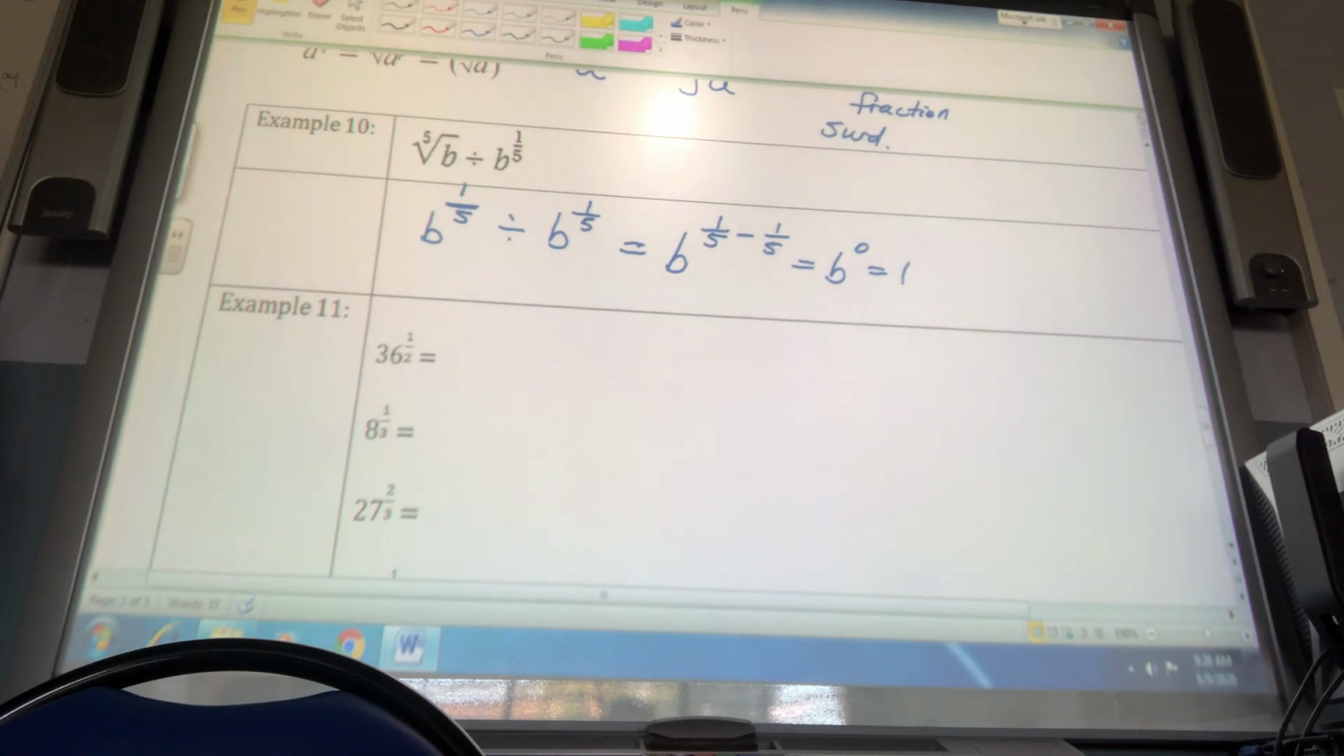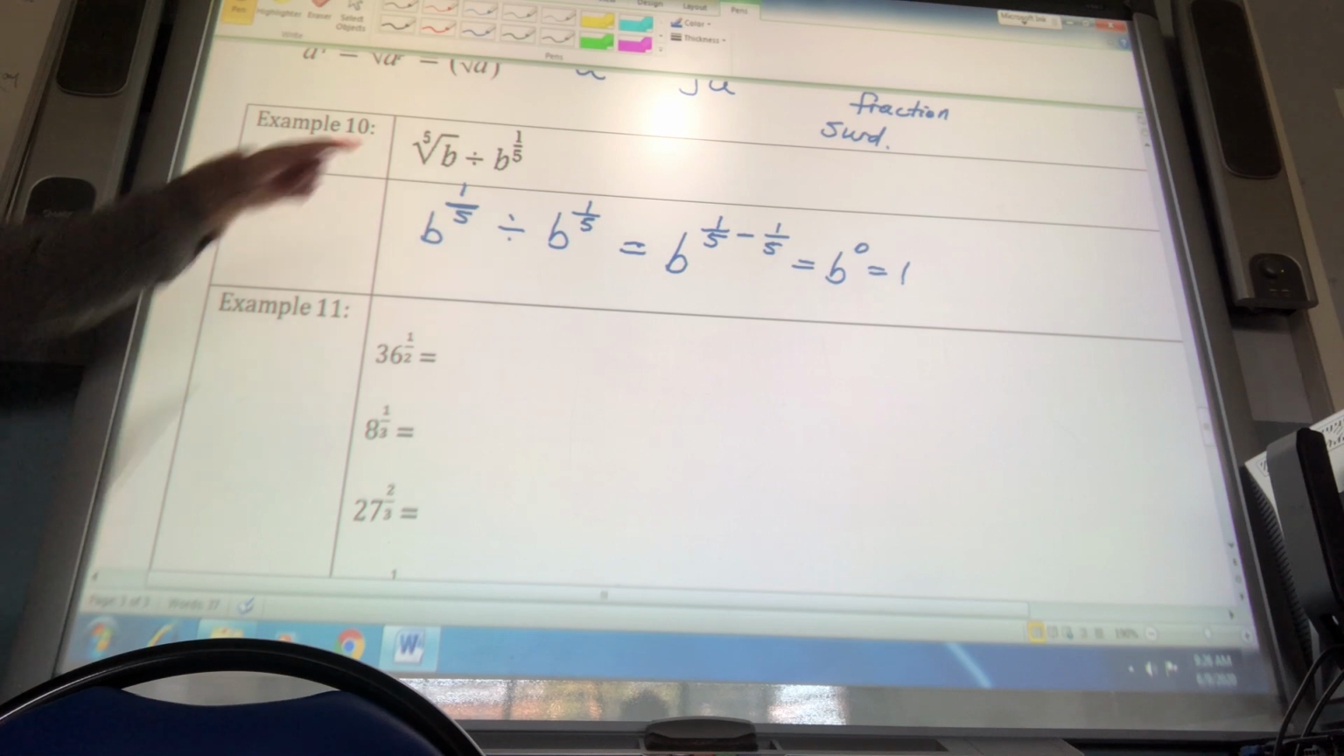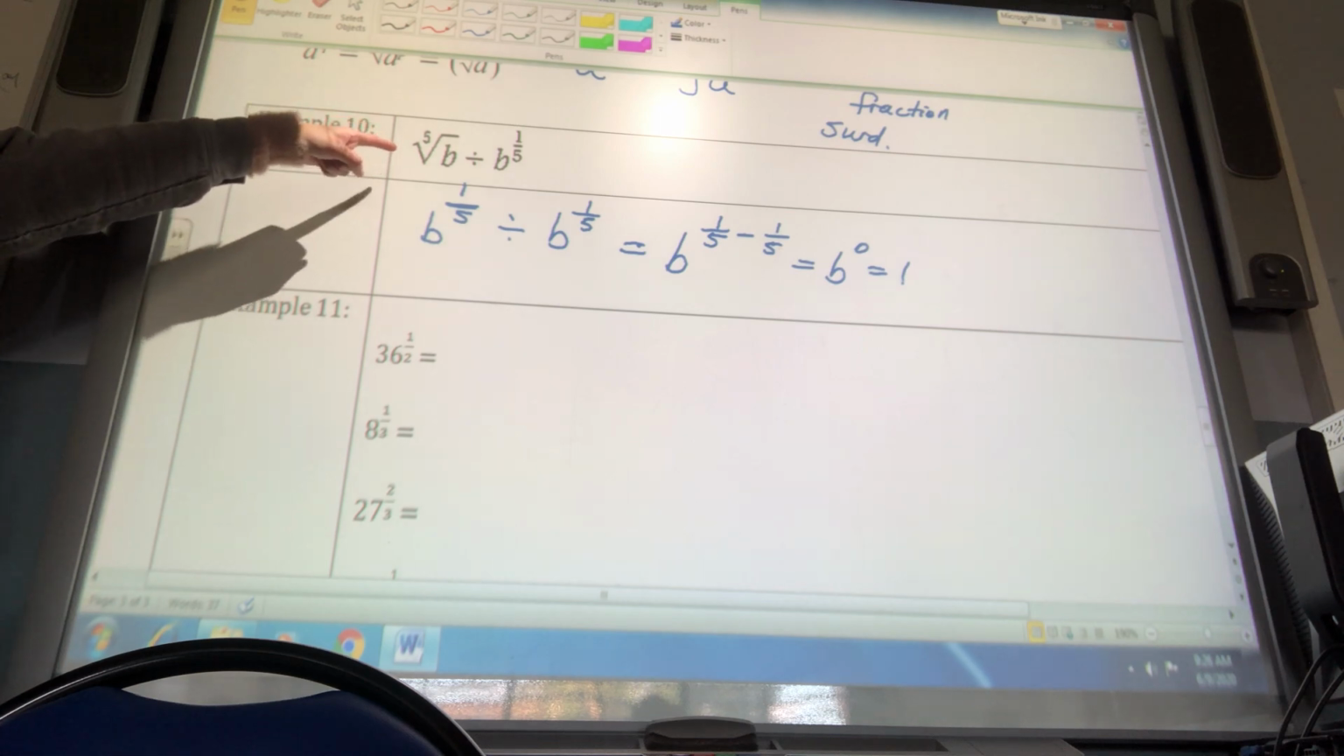So once you've changed everything into indices, you'll see it's a lot easier to combine the surd number with just a normal number, right? But if you just have whatever you have there, would you know it's equal to 1? Probably not.